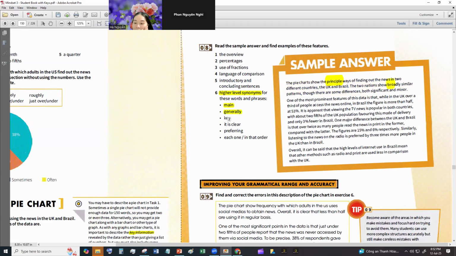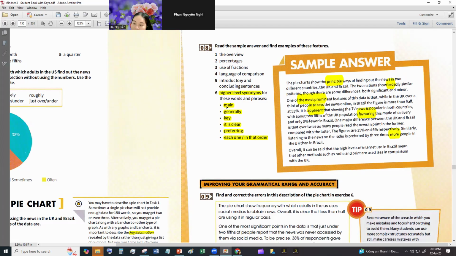Okay, key. Most prominent. Yes, the most prominent. One of the key features, right? One of the most prominent features. Thank you. Good job. It is clear. It is apparent. Preferring. Favoring. Sorry, I'm trying to highlight the whole phrase. Anyway, it is apparent. Okay, favoring, and each one or in that order. Respectively. Well done. Good job.